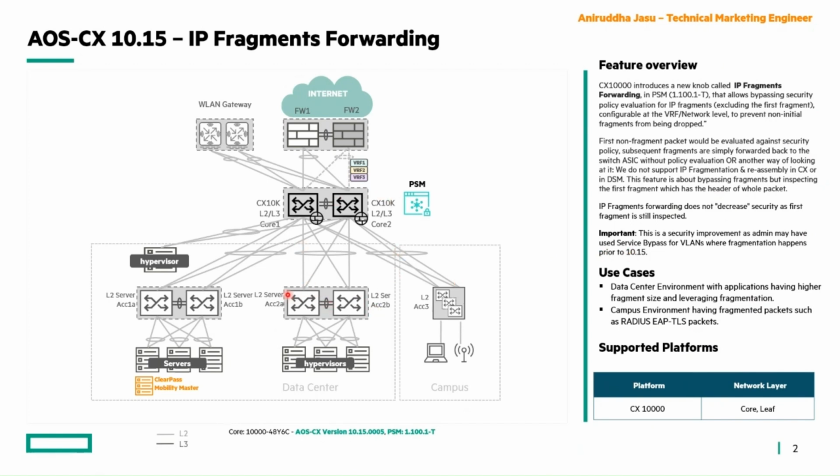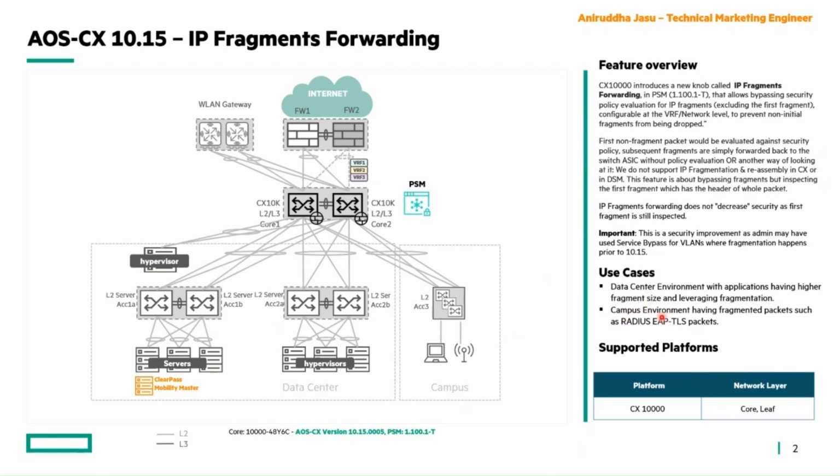So the topology could be in any way. This is for your reference. Recently, we had great sessions on collapsed core deployment and other leaf deployments, where we do see in the data centers fragmented packets coming in, and if you are inspecting them, they are getting dropped. Now with this, from anywhere in your data center and also campus, in the campus today, RADIUS EAP-TLS packets are heavy in size. They are actually getting fragmented and getting dropped without this feature. Now, with this knob, we have a way to handle them.